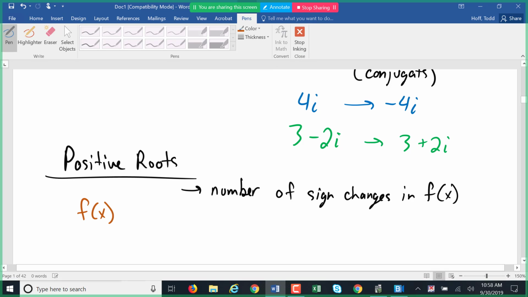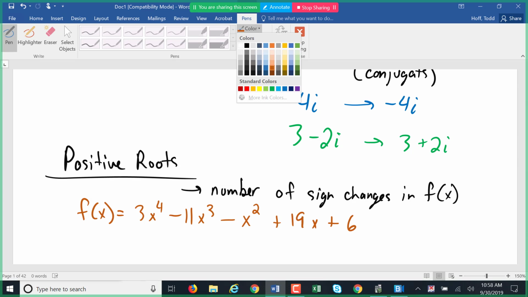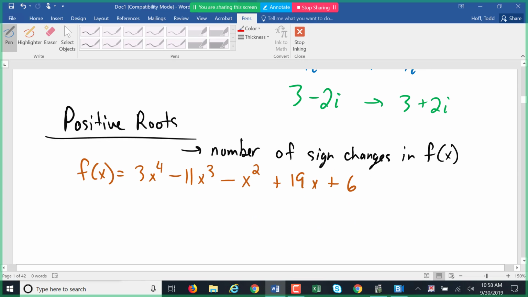f of x equals 3x to the fourth minus 11x to the third minus x squared plus 19x plus 6. So the sign changes we're talking about are in the coefficients. This is a positive 3, that's a negative 11, that's a negative 1, positive 19, positive 6.